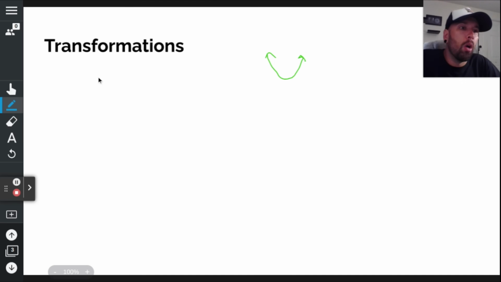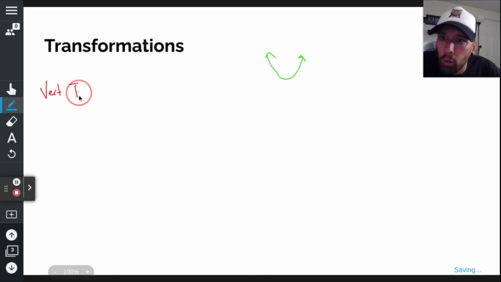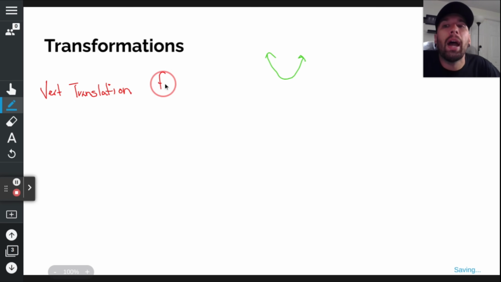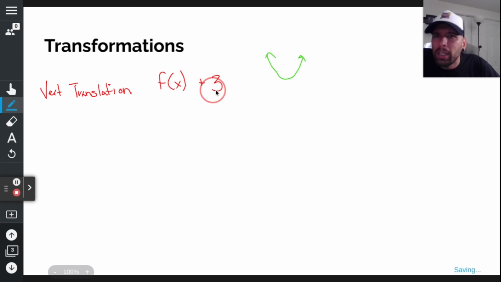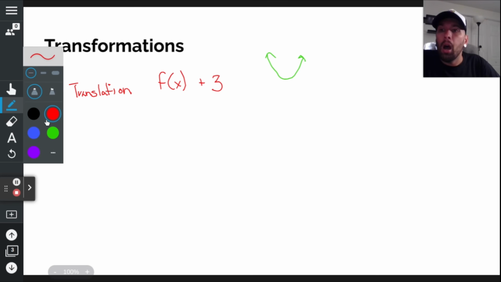Transformation type number 1 is going to be a vertical translation. Translation is movement and movement only. If I give you f of x equals some quadratic like that, and then I give you a new one and say, all I want you to do is add 3 to it, that is a vertical transformation. The positive 3 means you move up. If it was a negative 3, you'd move down.